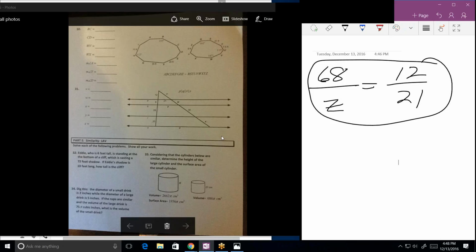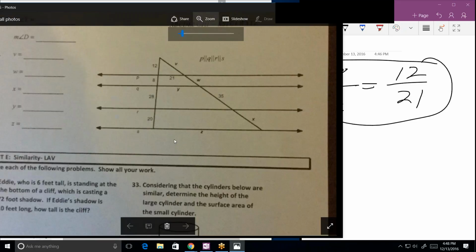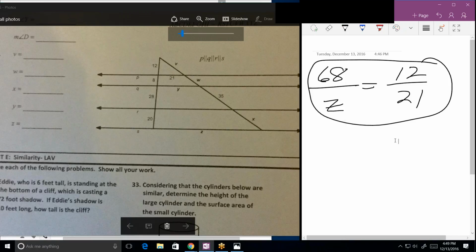Y was 35. We already found Y. Okay, yes, Y ended up being 35. I'm not writing down these answers, so I didn't remember what Y was. No, it's fine. I did it slightly different. I did the left side of the big triangle is to the base of the big triangle, as the left side of the little triangle is to the base of the little triangle. So I had 68 is to z as 12 is to 21. That's the simplest math, I believe.